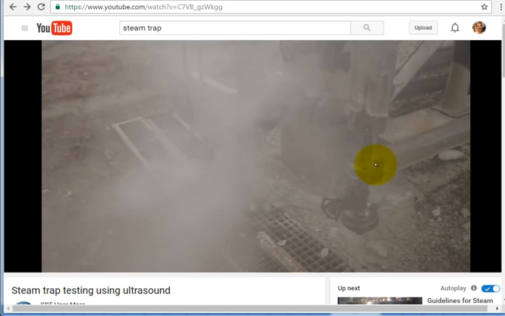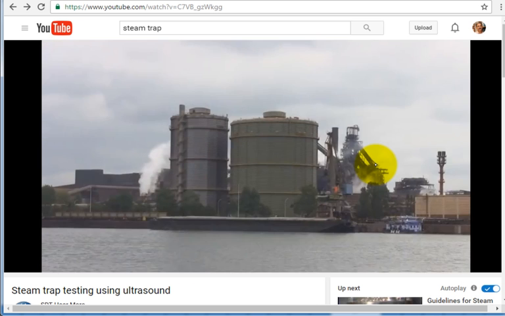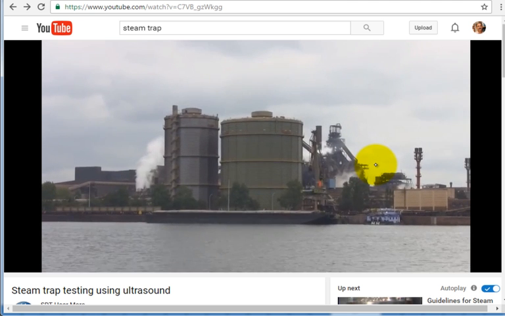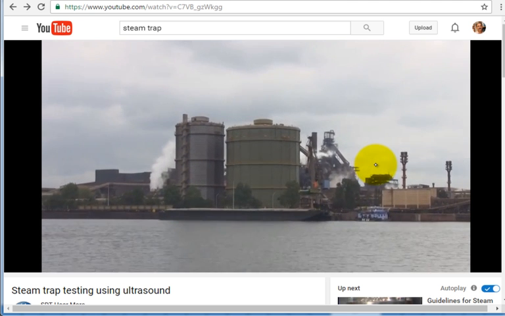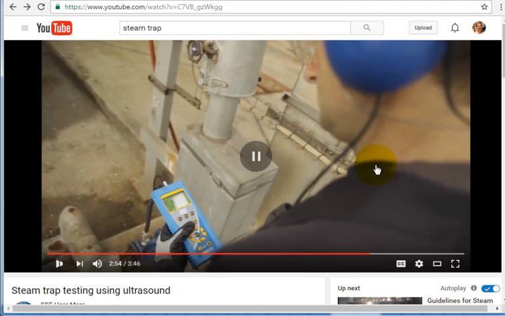Everyone's steam system has room for improvement. Industrial processes like food plants, paper mills, power generation, and refineries need ultrasonic detectors.